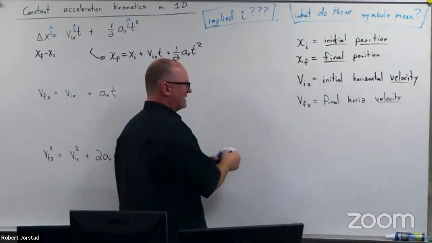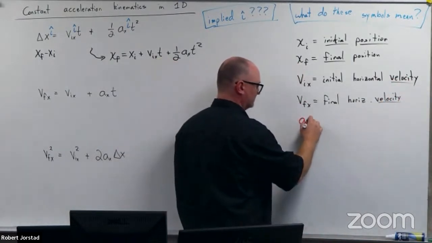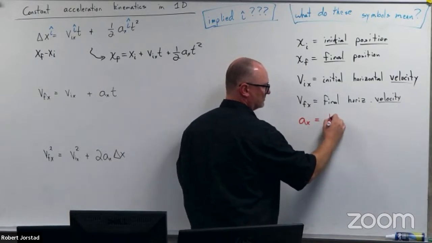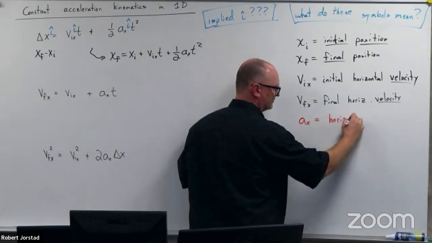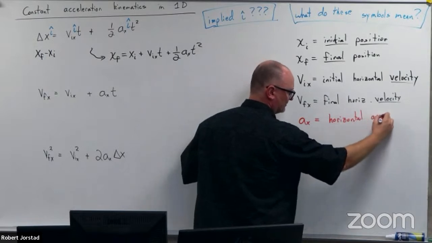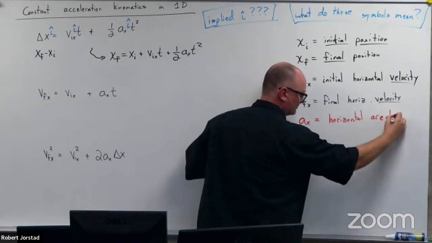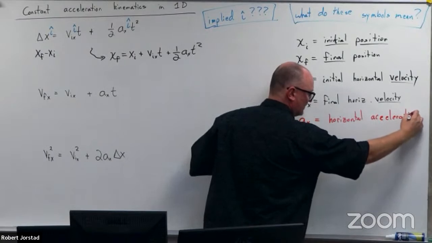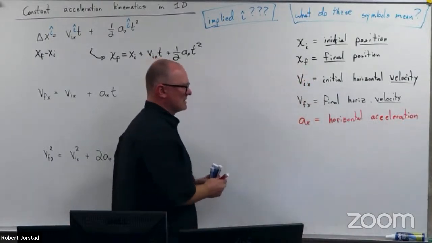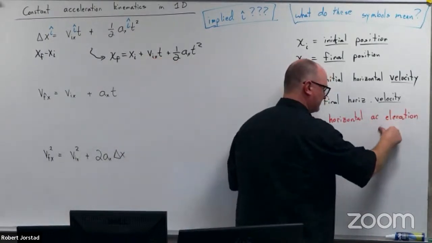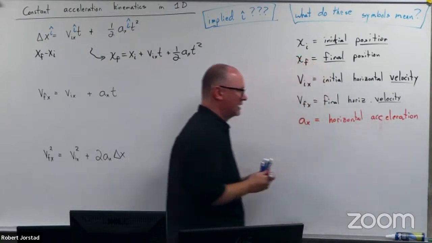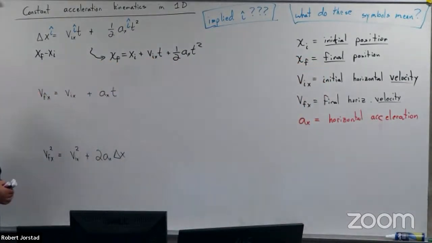And then a sub x would be the horizontal acceleration. That's kind of sloppy, I apologize. Okay, now you might be saying, dude, we're moving in one dimension. We don't have the y-axis.